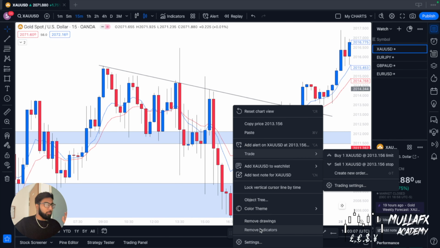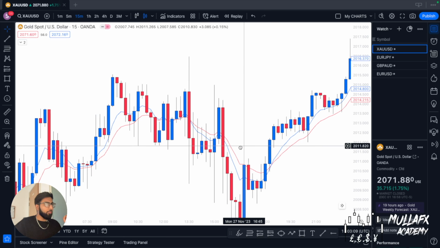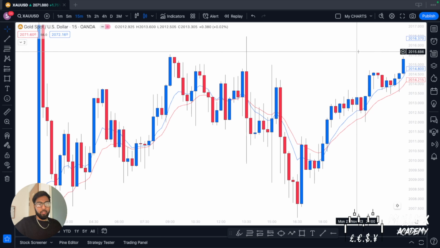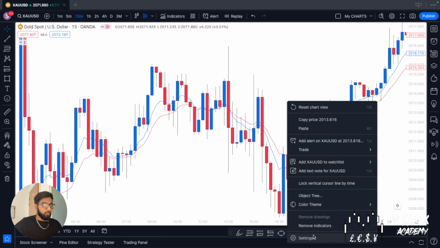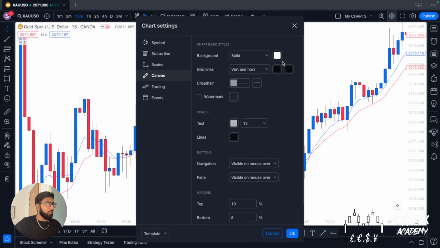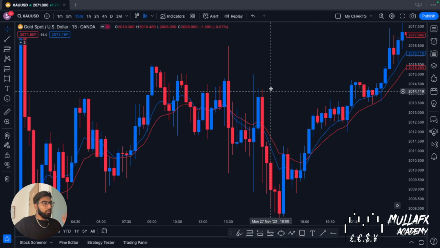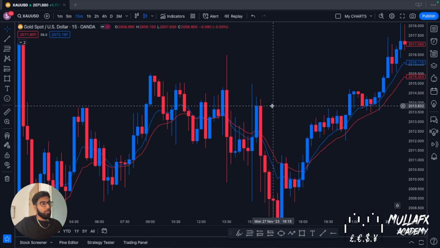Okay, so let me just remove our drawings for a second, and let me make this bigger for us. Let's make it dark mode for you guys. I think I've got a template for this. Let's just make it right over here. The reason I like dark mode is because it makes the candlesticks much easier to see.